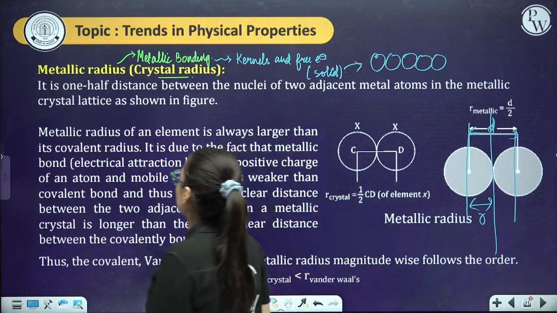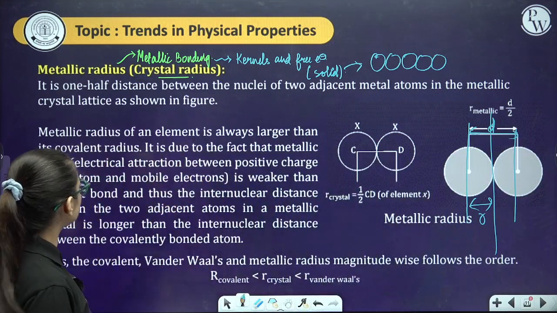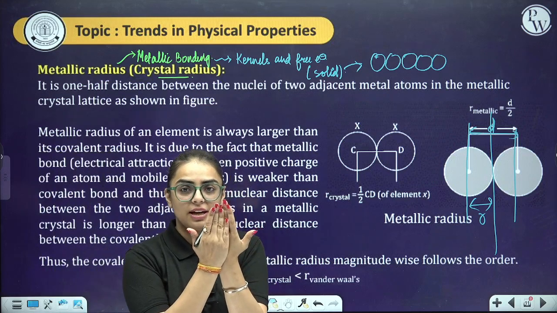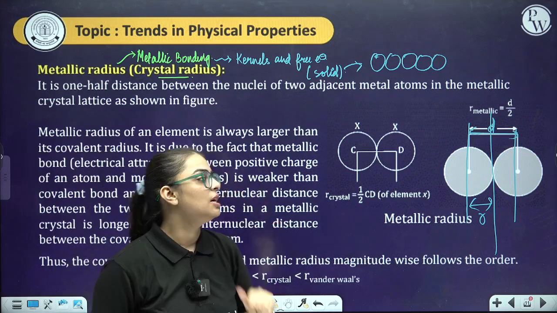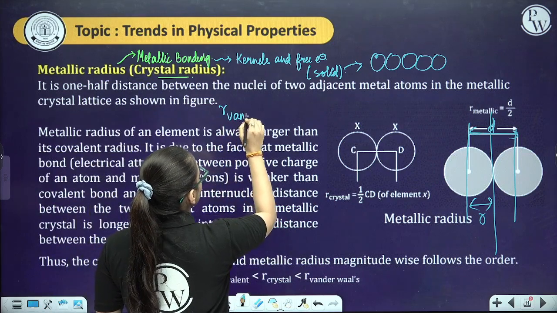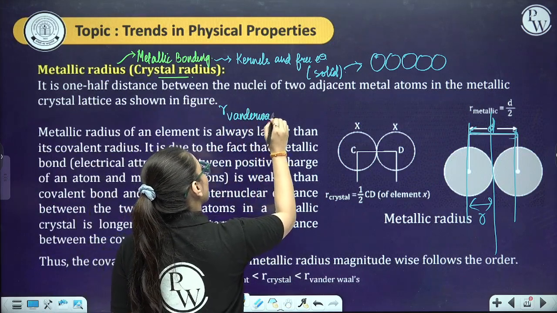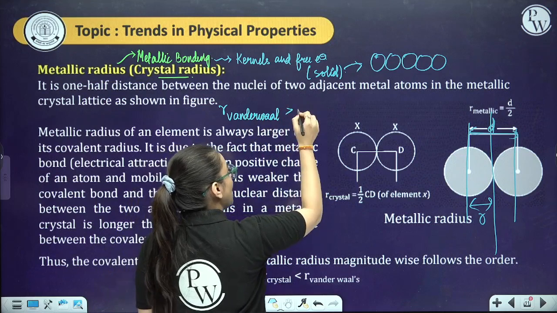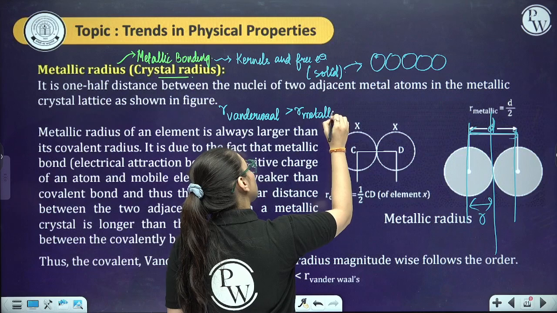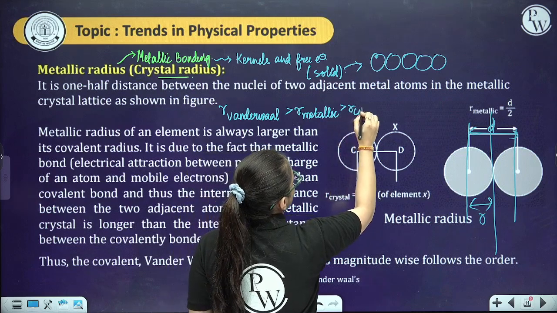Quite easy. Metallic radii of an element is always larger than its covalent radius. Why? Covalent atoms basically get into each other because they are sharing electrons. This is metallic and this is van der Waals. So if I write the trend, always remember that van der Waals radii is larger, then comes your metallic one, and at last comes your covalent one.